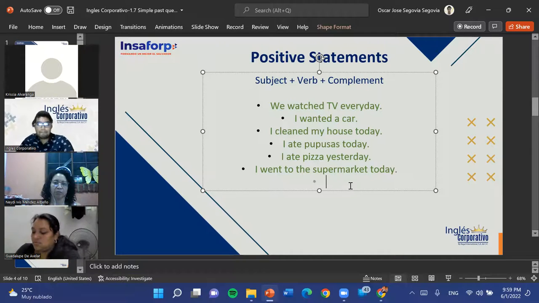Crisia. I found a ring in my room. Okay, I found a ring in my room. So I found a ring in my room. Very nice. Very good example.